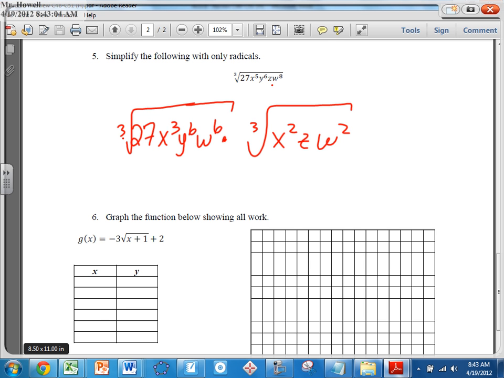So now I take the cube root of 27, which is 3. I do 3 divided by 3, I get x to the 1. 6 divided by 3. 6 divided by 3. And then I just put the next part in here.